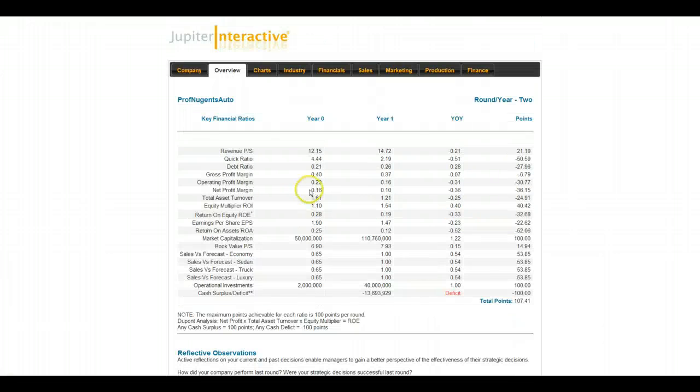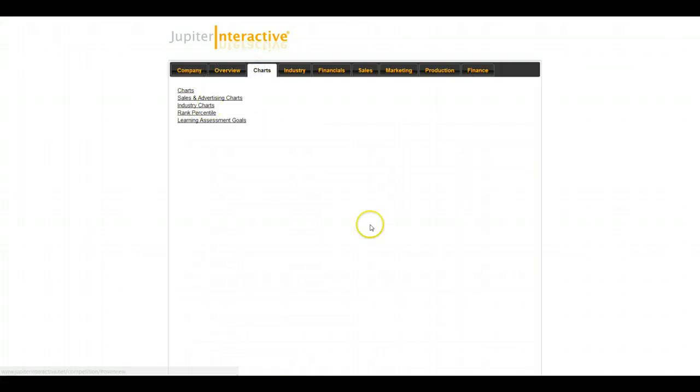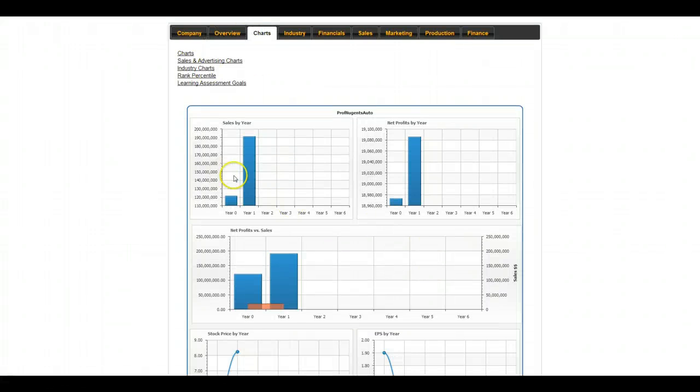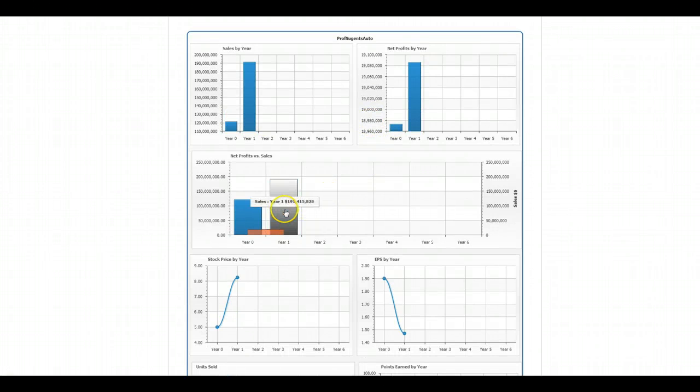So let's explore a little bit more what happened. I'm going to go to the charts page here, and the first chart comes up, and you can see that I did increase sales and I did increase profits. However, the profit increase in total dollars is through the increase in sales. But my profit margins declined.